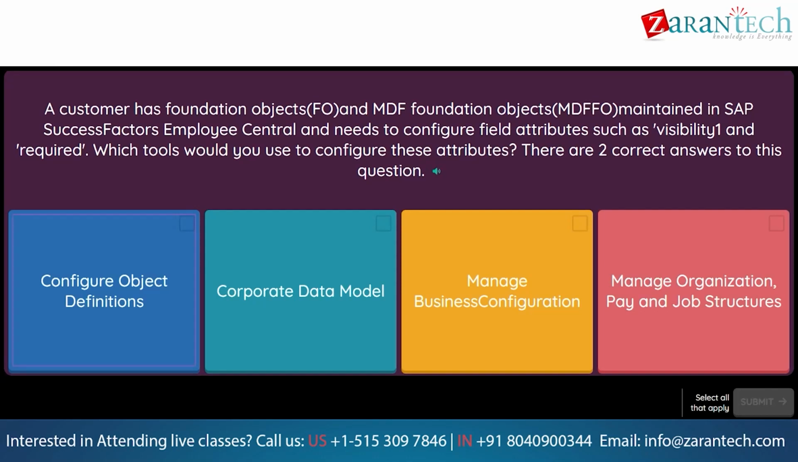Option 1: Configure Object Definitions. Option 2: Corporate Data Model. Option 3: Manage Business Configuration. Option 4: Manage Organization, Pay and Job Structures.